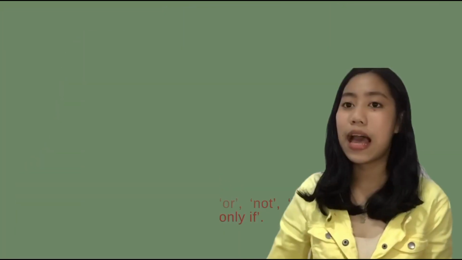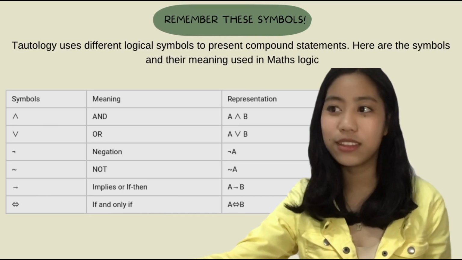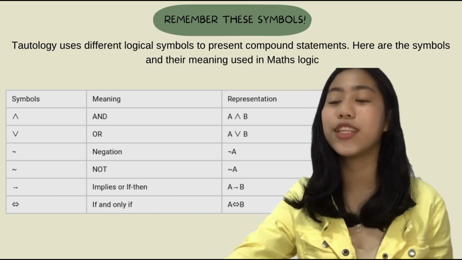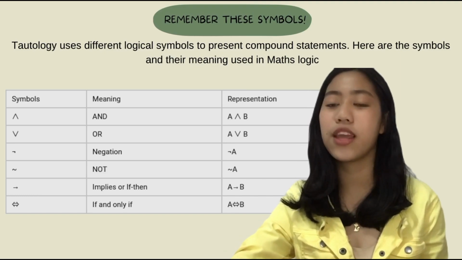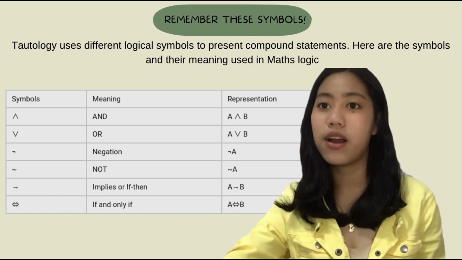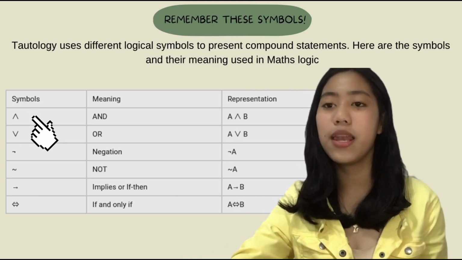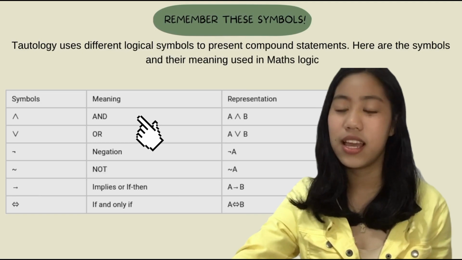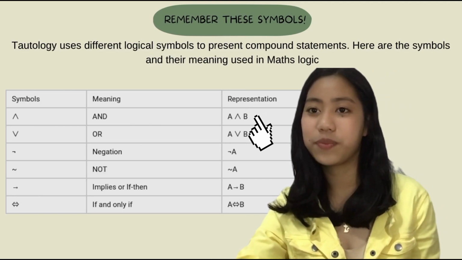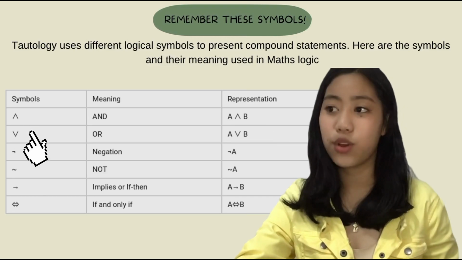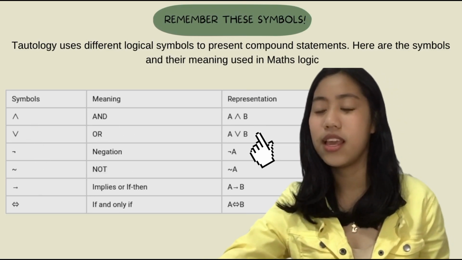So now let's have these symbols. Tautology uses different logical symbols to present compound statements. Here are the symbols and their meaning used in math logic. Symbol number 1 means and, and its representation is A and B. Symbol number 2 is or, and its representation is A or B.